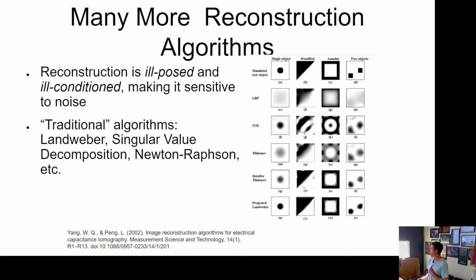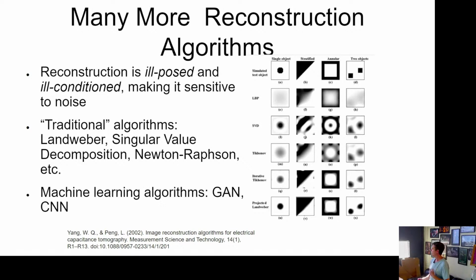So there's a lot of traditional algorithms, and recently there's been a lot of work into using machine learning algorithms to improve this. And I've seen a lot of papers do this where they've been able to get pretty accurate reconstructions using machine learning.